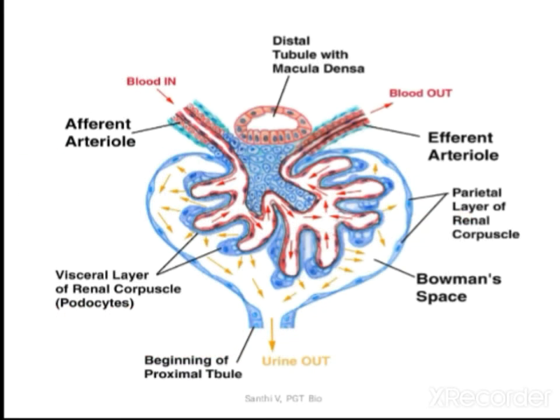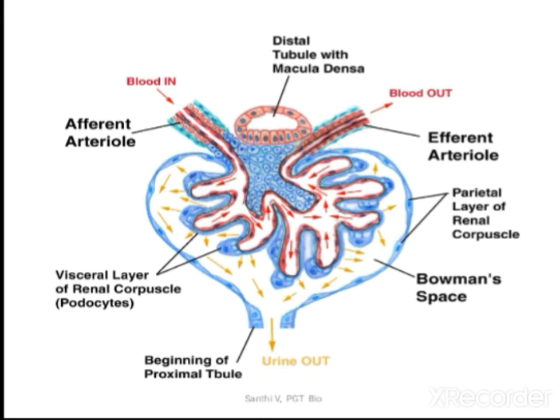See here, the pink color is one layer, the blue color is the other layer, and in between the basement membrane is there. Here can you see, through the afferent arteriole the blood comes in and it is being filtered. It moves inside the glomerulus and later it is filtered and the glomerular filtrate enters inside the Bowman's capsule. You can see the arrow.